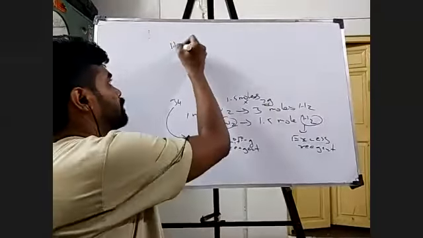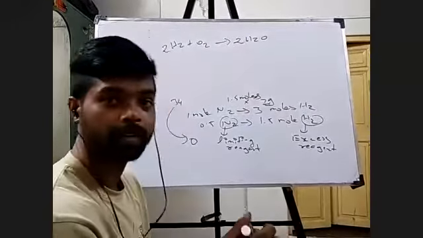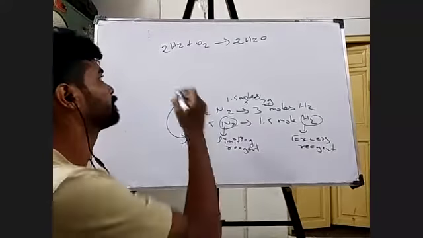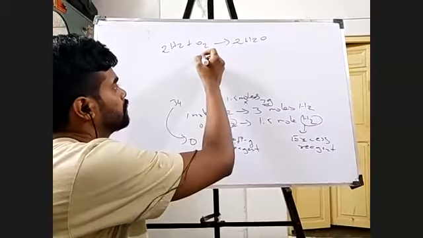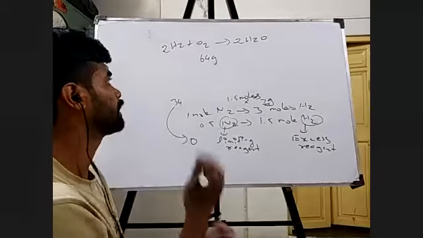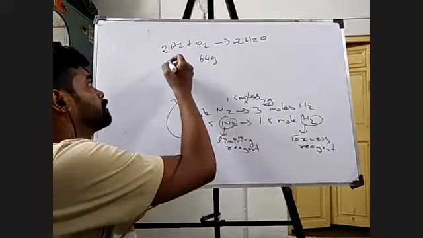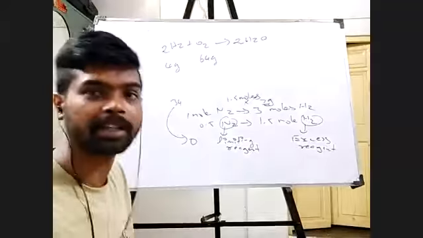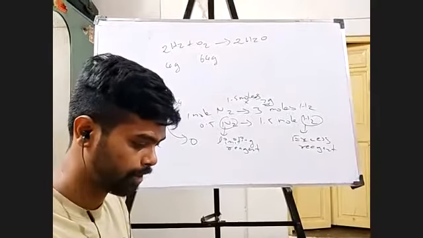Okay. So I'm going to take this reaction H2 plus O2 giving 2H2O, right? Okay. Say I have 64 grams of O2, right? And say I have 4 grams of H2, right? Now quickly tell me which is the limiting reagent, which is the excess reagent. Do the stoichiometry. Go for it.